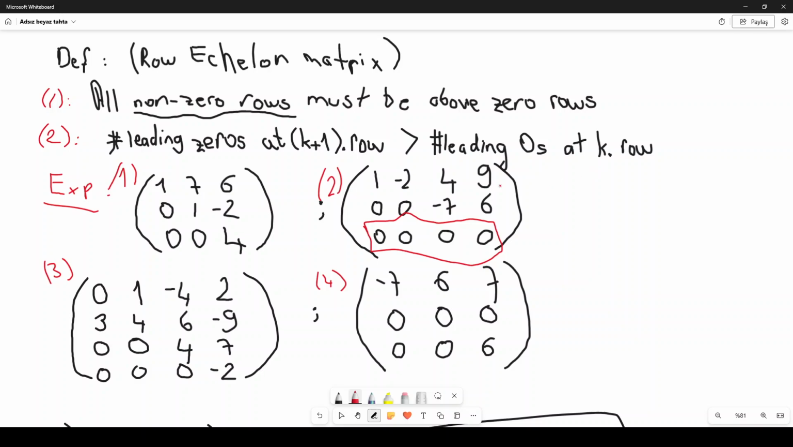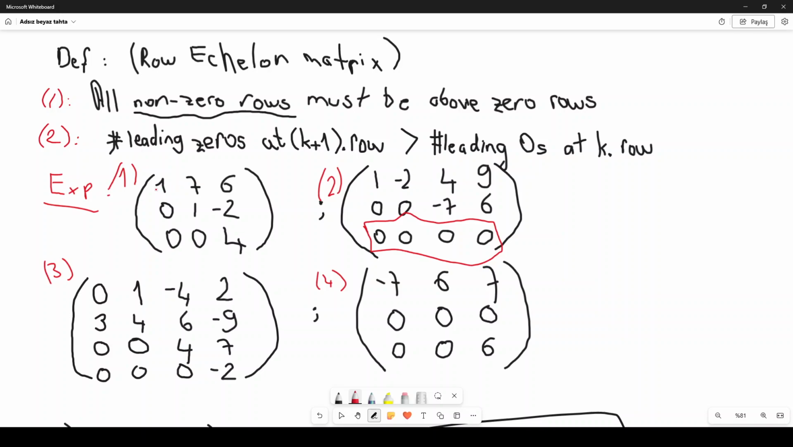So what do I mean by that? As you notice, k plus 1 is the row right below the kth row if we number the rows from top to bottom. This is by convention what we do. So in other words, what about the leading zeros? What do I mean by saying leading zeros? We count the number of zeros in a row up to some element which is not equal to 0.